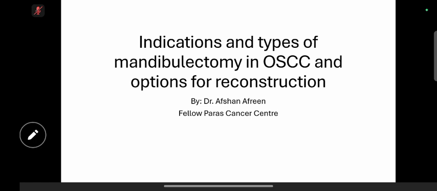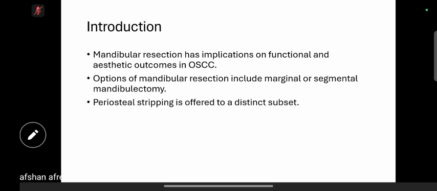Today's session topic is indication and types of mandibulectomy in oral squamous cell carcinoma, and what are the options for the reconstruction. Starting with an introduction, mandibular resection has an implication on functional and aesthetic outcomes in oral squamous cell carcinoma. Options of mandibular resection include marginal or a segmental mandibulectomy. Periosteal stripping is offered to a distinct subset.